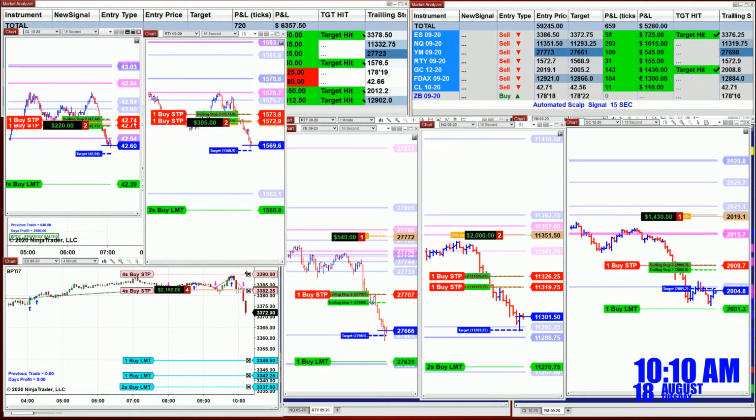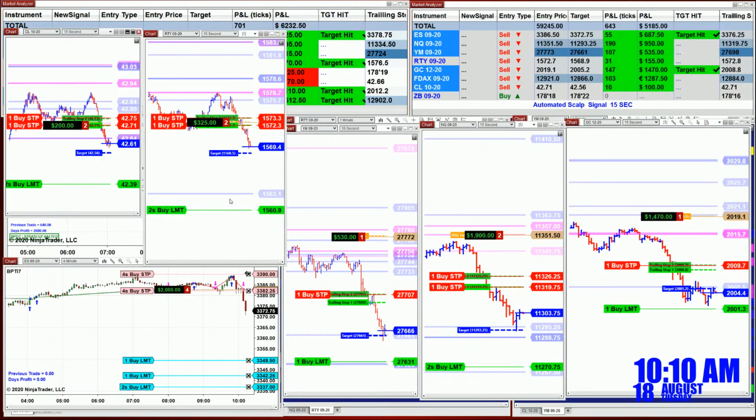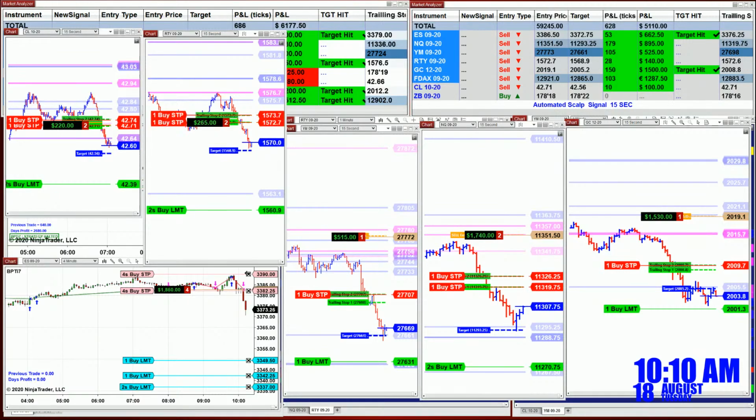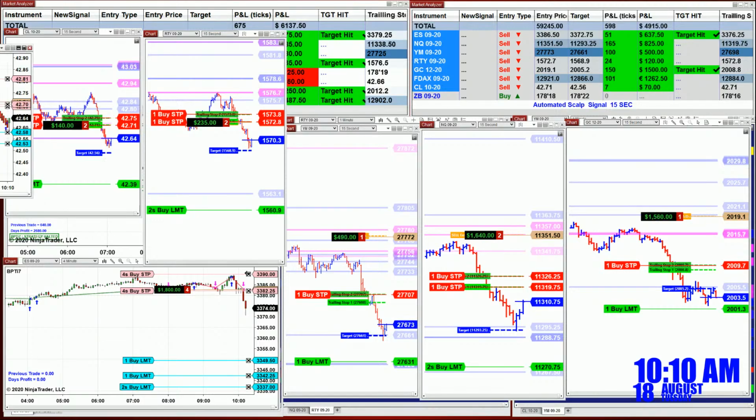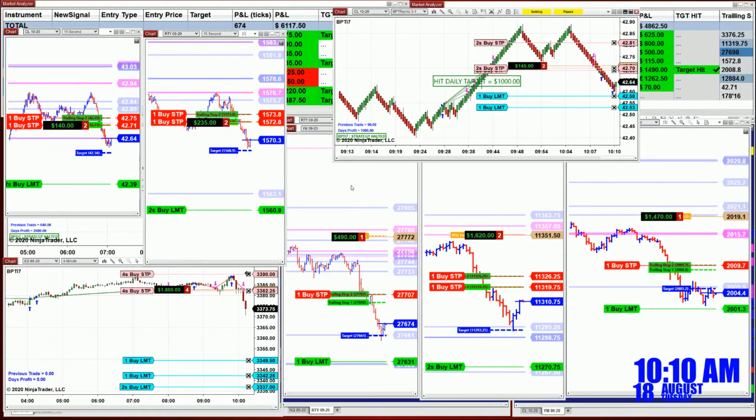The ES over 2000. And if we are going to break the 1568 on the Russell, we're looking for 1563. And this is beautiful. You can see how the system expanded the target. On the CL trade, the ones for the Renko lovers, it already hit the target of 1000.